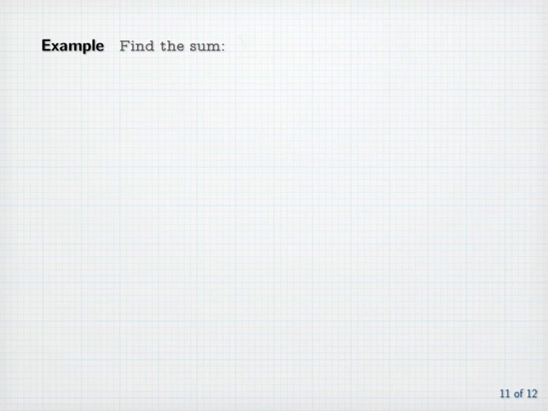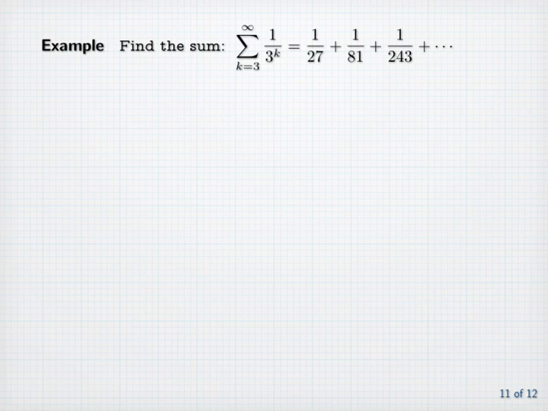Example. Find the sum from k equals 3 to infinity of 1 over 3 to the k, which equals 1 over 27 plus 1 over 81 plus 1 over 243, and so on. Notice that this would be just an ordinary geometric series if the sum started with k equal to 0. We'll use this example to illustrate 3 approaches for dealing with that issue.